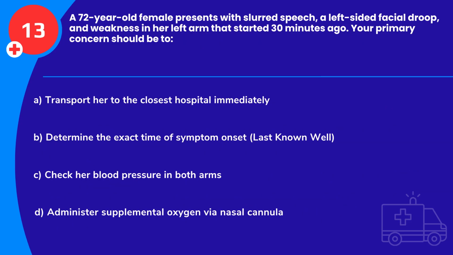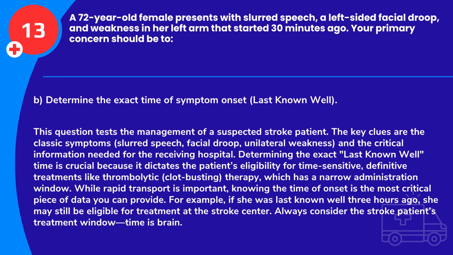Question 13. A 72-year-old female presents with slurred speech, a left-sided facial droop, and weakness in her left arm that started 30 minutes ago. Your primary concern should be to A. transport her to the closest hospital immediately. B. Determine the exact time of symptom onset, last known well. C. Check her blood pressure in both arms. D. Administer supplemental oxygen via nasal cannula. Answer: B. Determine the exact time of symptom onset, last known well.